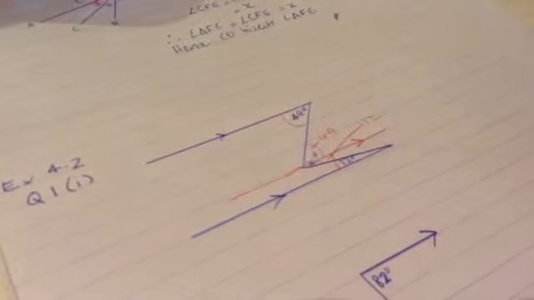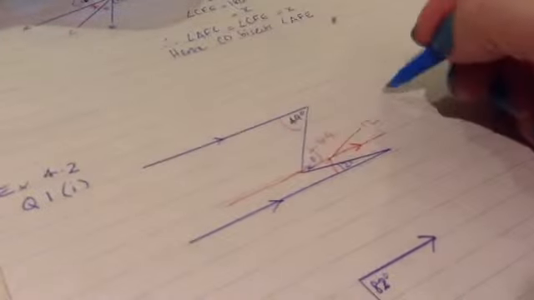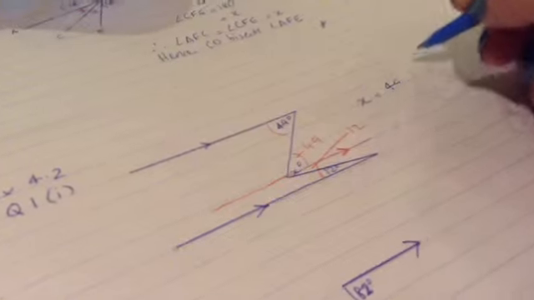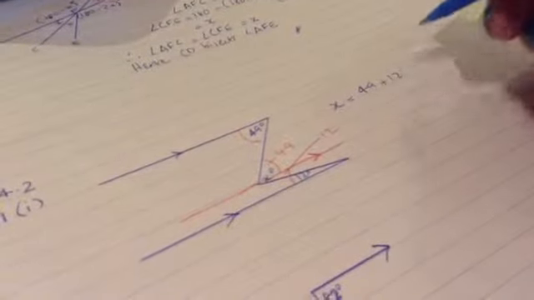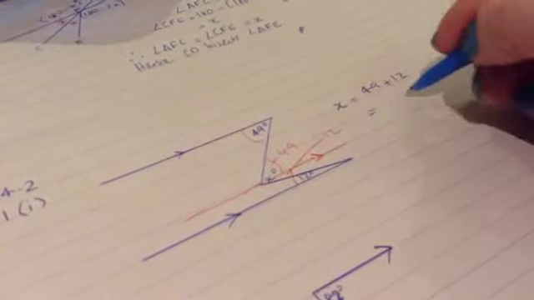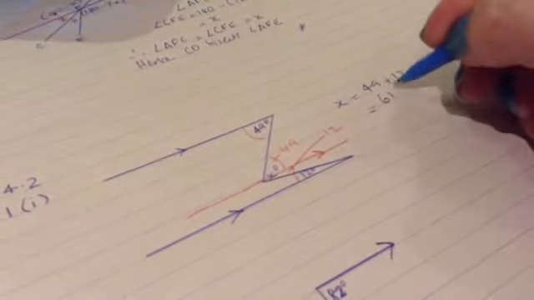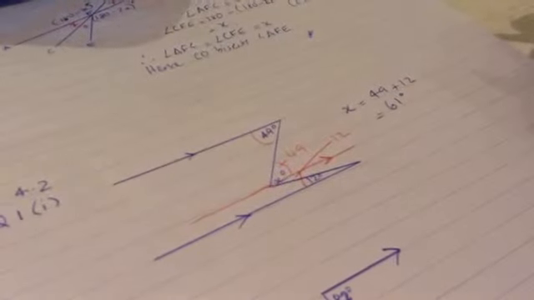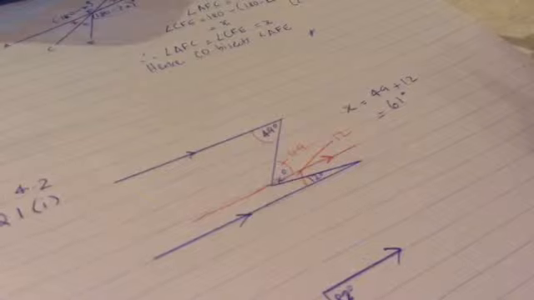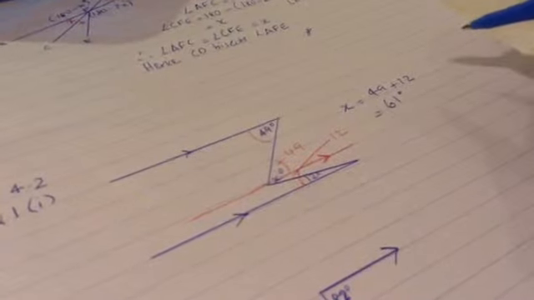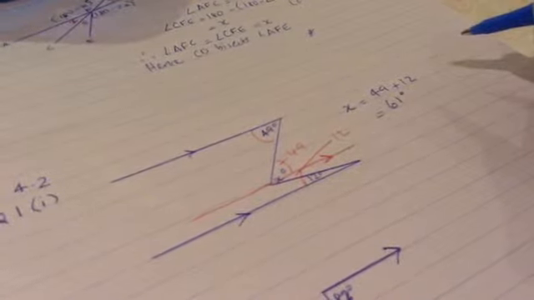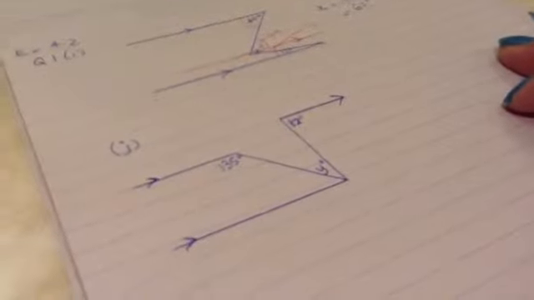All right, now 49 and 12 will give you the answer to that question. So x is equal to 49 plus 12, which is 61 degrees. Now you haven't been asked to state reasons, just been asked to find the value, and that's what we've done. Same with 1j, you have to find the value.